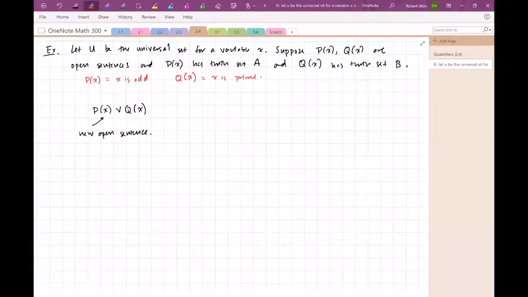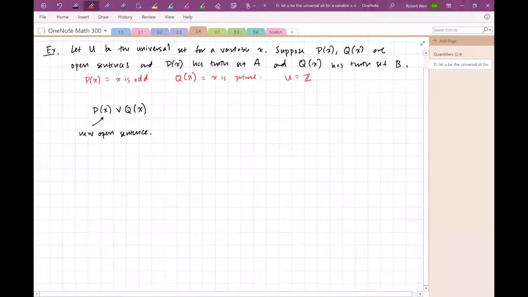Now, these sentences that I've written have kind of obvious truth sets. Let's say U is the integers. I should have said that. The truth set for P is just the set of all odd integers. And the truth set for Q is the set of all prime integers. If I'm going to talk about integers, maybe it's better to talk about the natural numbers, because then we won't worry about whether the negative numbers should count as primes or not.